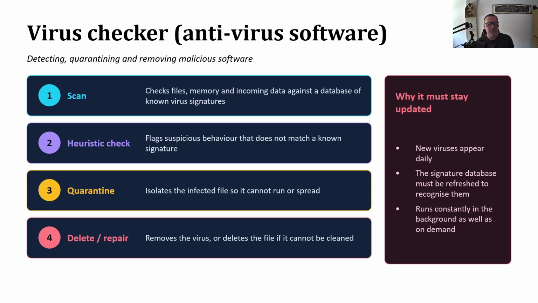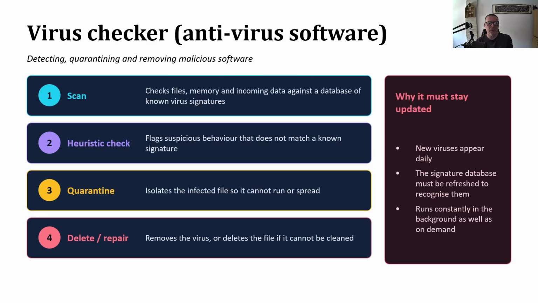Quarantine is isolating the infected file so it can't run or spread any further. So the files haven't been deleted, they haven't been removed completely, but they're isolated so they can't actually run anymore. And then you may delete them or repair the system. So removing the virus and repairing some of the damage would be part of the delete repair section there.